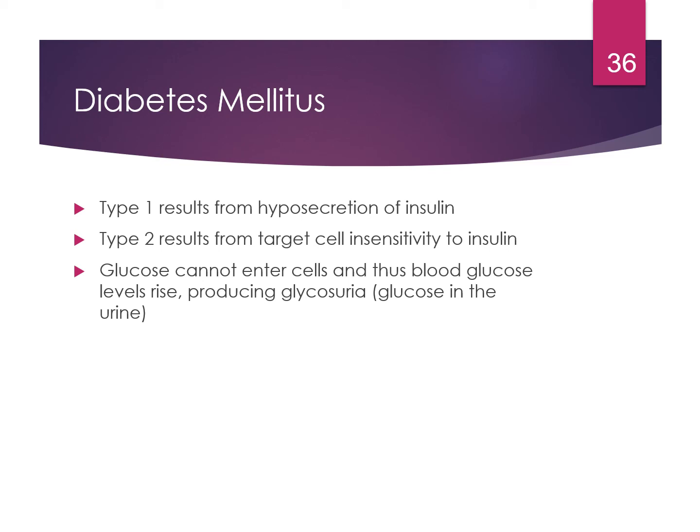Type 2 diabetes is typically the adult onset form of diabetes where the target cells become insensitive to insulin and glucose remains in the blood. Now, glucose can't enter cells, and because of that, the blood glucose level rises, and then that also gets excreted in the urine, called glycosuria. Hippocrates was the first to diagnose diabetes mellitus, and the way he did that is by tasting patients' urine to detect its sweetness.